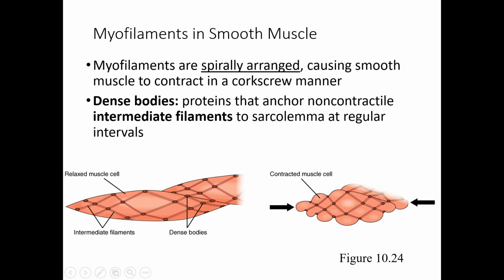Those actin and myosin myofilaments are arranged in a spiral. So when smooth muscle contracts, it contracts like a corkscrew, a little bit twisted. There are dense bodies on the surface of a smooth muscle cell. Those are proteins that anchor intermediate filaments to the cell membrane, the sarcolemma.